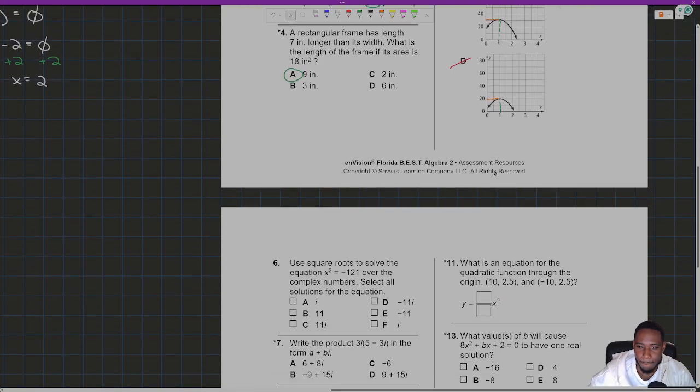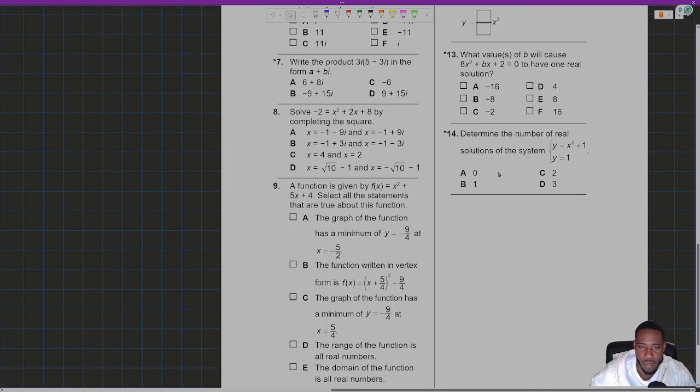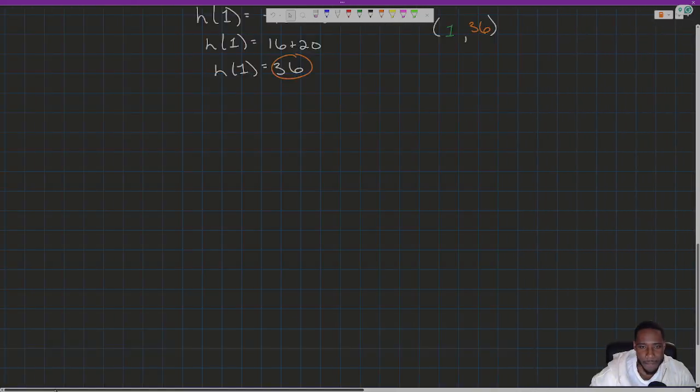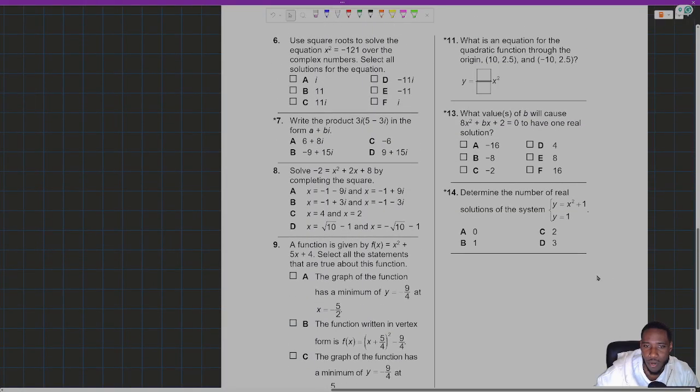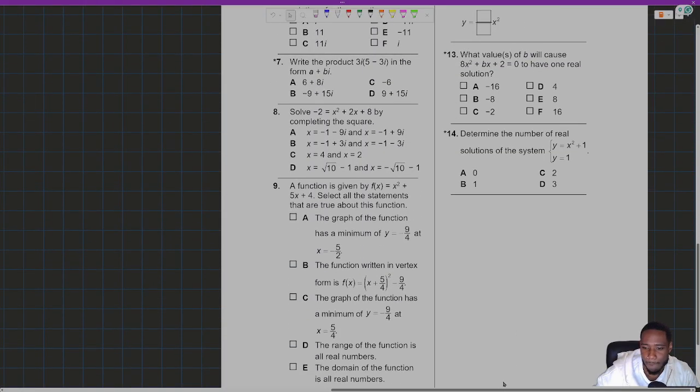All right. Jumping to number 7, we're asked to write the product of 3i times 5 minus 3i in the form a plus bi. So they want us to write it as a complex number. 3i times 5 minus 3i. And this was number 7.